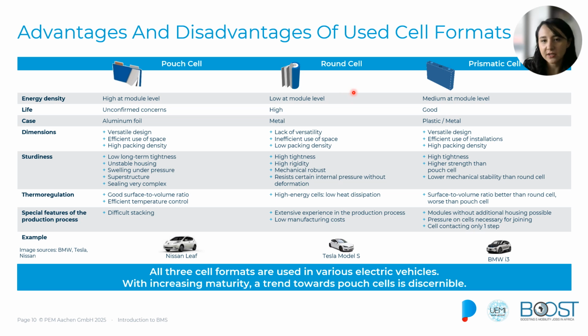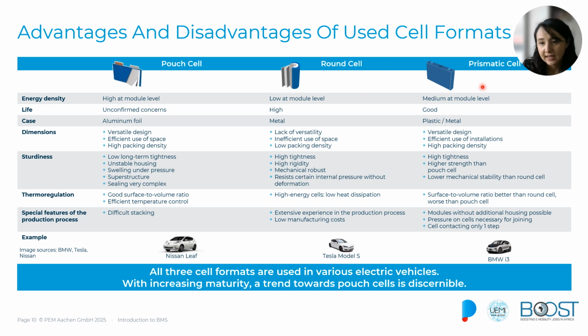Then we have the cylindrical cells or round cells. These cells are very mature in the manufacturing process, which makes them also very cost effective, and they are used in several applications. One of the reasons is because they have a very high durability. The problem with them is that as they are round cells, when you have an array of them, there are many empty spaces left open, and that creates a very inefficient usage of space. That means that you have a lower energy density, and the pack itself will be less dense.